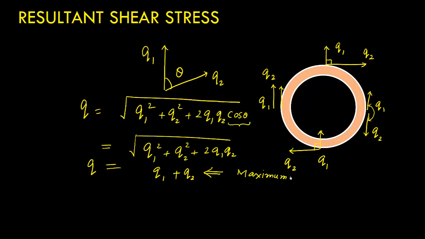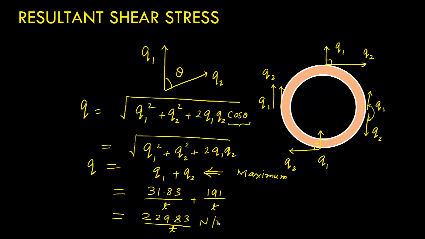For design purpose, if I calculate the maximum value, that is enough, because if my building is safe for maximum applied load, then it will be safe at all the places. So we have to find the maximum resultant shear. So these values are 31.83 divided by T, and 191 divided by T. This value we have calculated earlier. So this turns out to be 229.83 divided by T Newton per millimeter square.